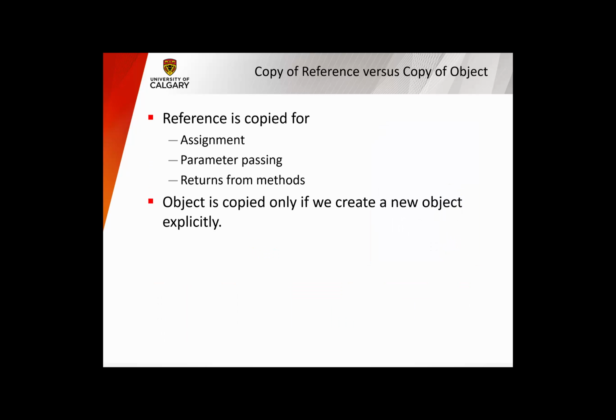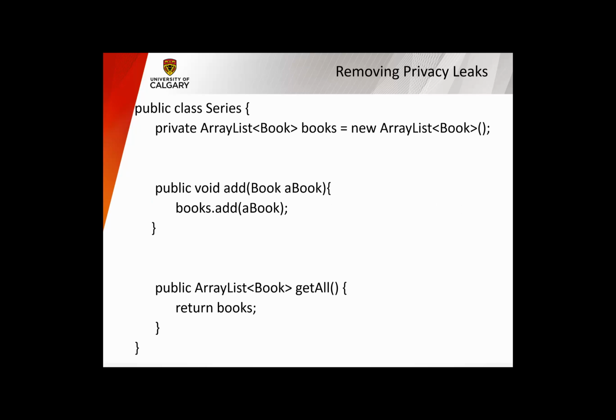So just to recap, a reference is copied for assignments, parameter passing, and returns from methods. Always a reference, always the reference, or whatever you would see stored on the stack. An object is copied only if we explicitly do so. If we create a brand new object explicitly, then the entire object is copied. Otherwise, we just get the reference.